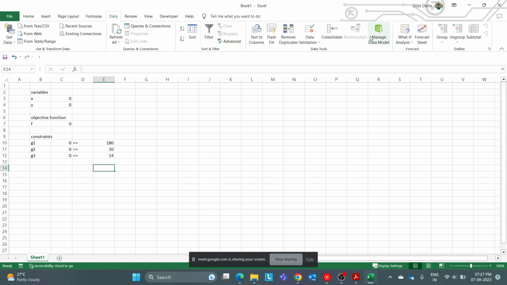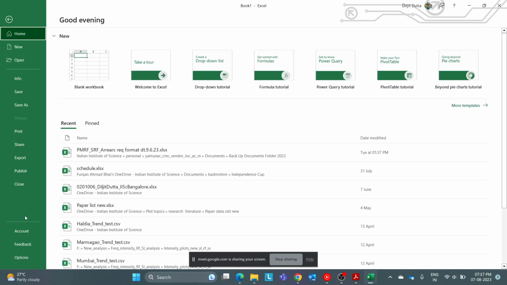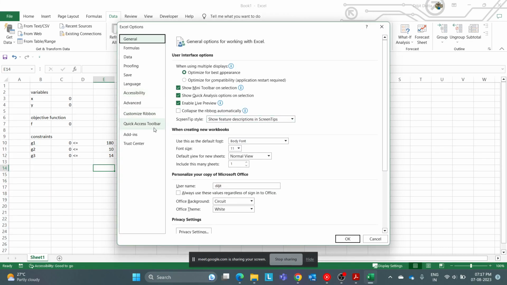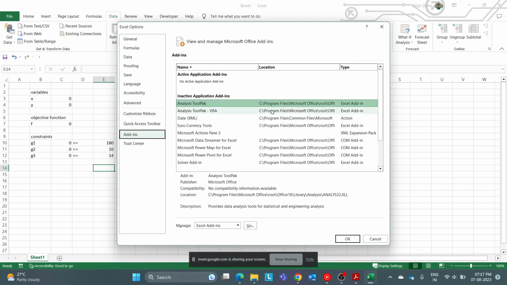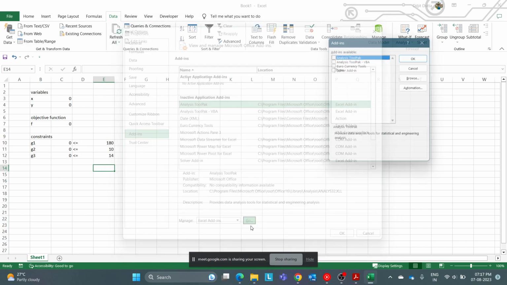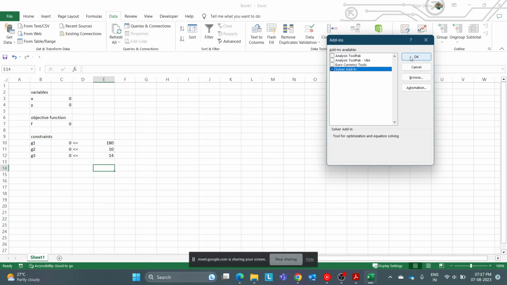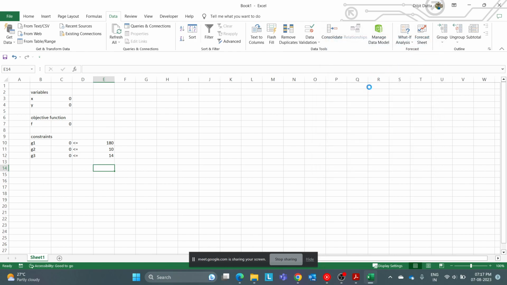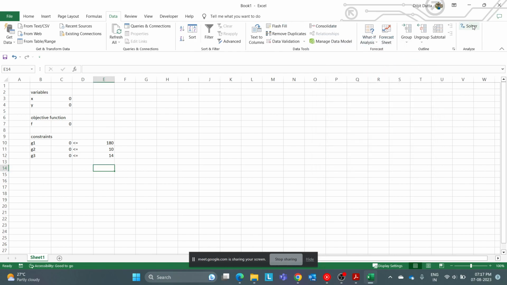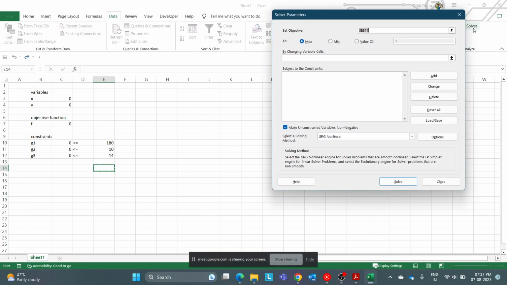We go to Data, and I don't think I have Solver, so I'll install the Solver add-in. We will go to add-ins, find the Solver add-in, and press OK. Okay, so Solver is added to the add-ins. We will go to Solver.